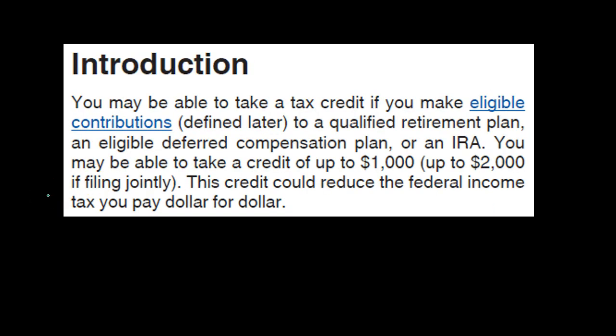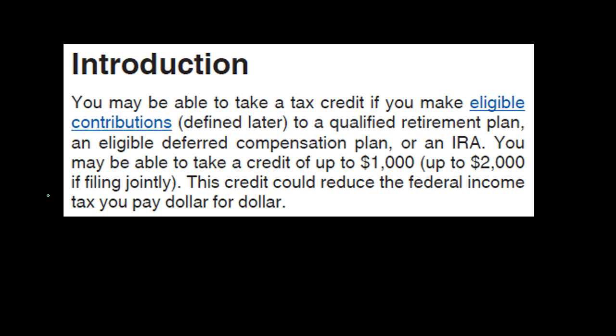Introduction. You may be able to take a tax credit if you make eligible contributions, defined later, to a qualified retirement plan, an eligible deferred compensation plan, or an IRA. You may be able to take a credit of up to $1,000, up to $2,000 if filing jointly. This credit could reduce the federal income tax you pay dollar for dollar.